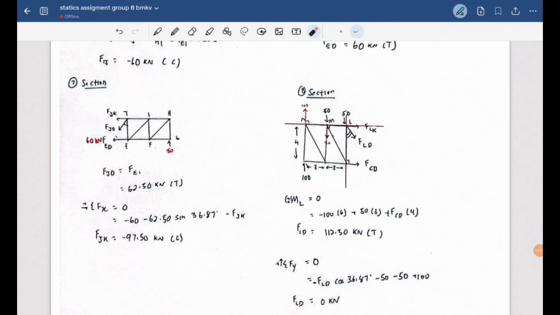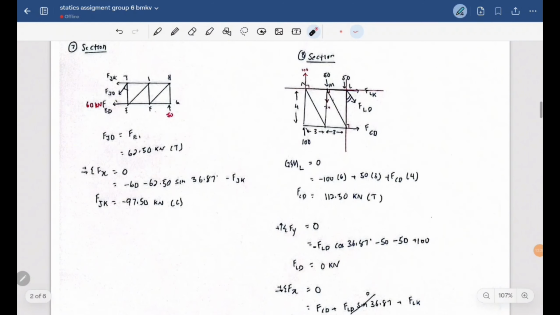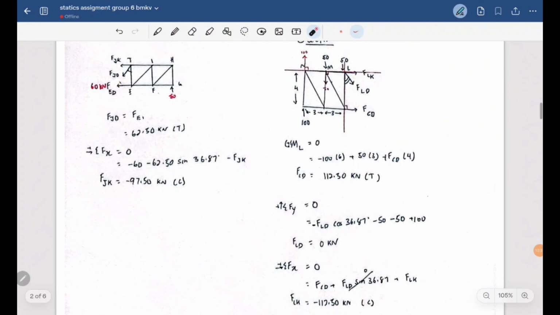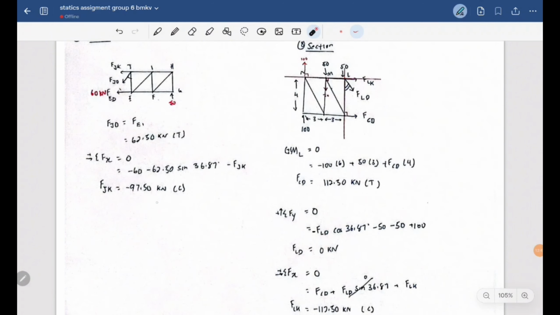Okay, next step is we do a section. So FJD equal to FEI, as shown here. So it is the same value of force. And total Fx equal to 0. We have FED, FJK, FJD sin theta. All of them are negative because they are to the left. So we got FJK equal to negative 97.50 kN compression.